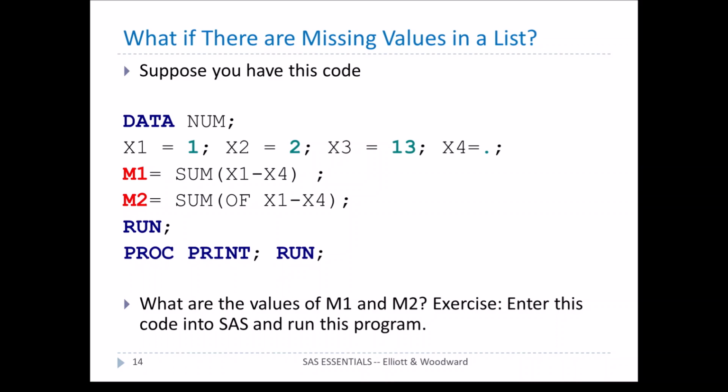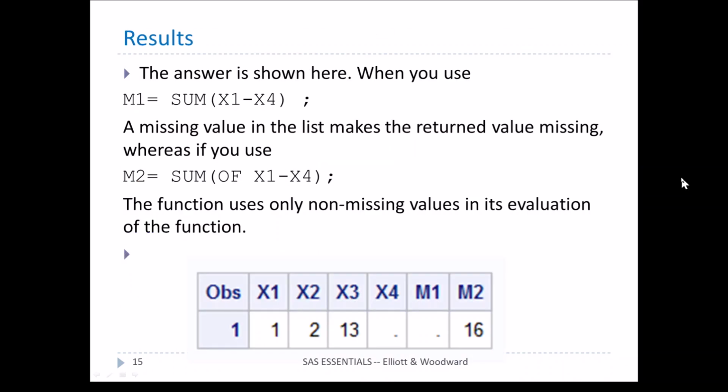So let's look at the results. The answer is given here. Notice m1 is the sum of x1-x4 without an OF. Since it has a missing value in that list, SAS is going to return a missing value for m1. If you look down at the output where it says m1, you'll see that there is a missing value indicated. Whereas m2, the sum of x1-x4, ignores that missing value, and so we get the result 16.